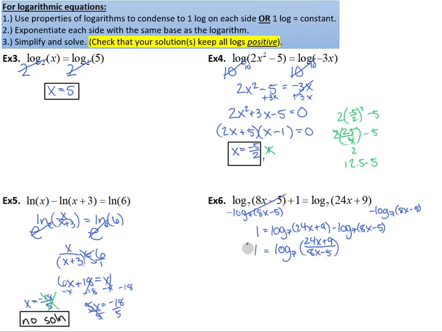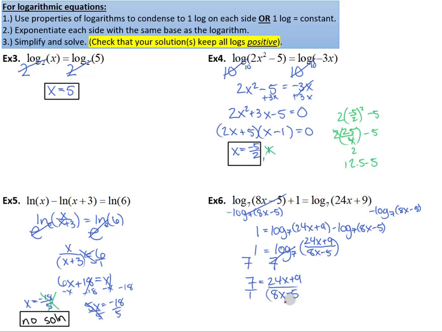We are still going to exponentiate each side, and we want to use the base of 7. So we're going to write this as 7 to a power, 7 to the first power, which ends up just being 7. Here, these cancel, which is what I wanted to happen, and this equals 24x plus 9 over 8x minus 5. And once again, we have a rational equation we need to solve. And because it's just one fraction equals what we can turn into one fraction, you could just cross multiply again rather than having to find common denominators.